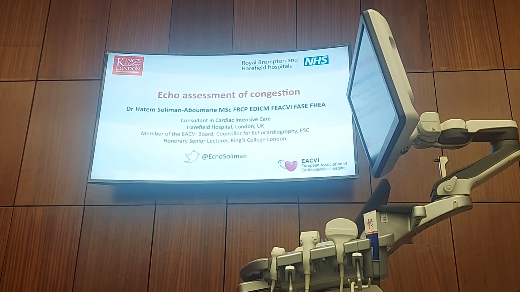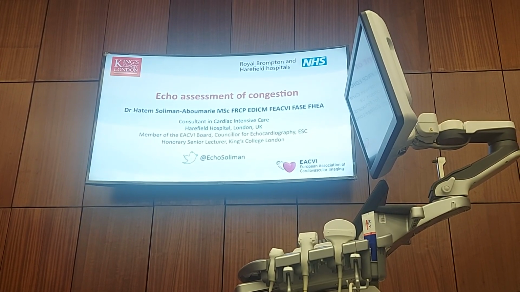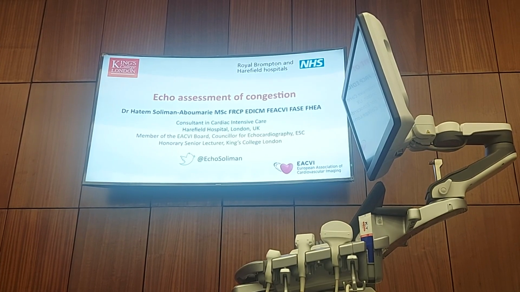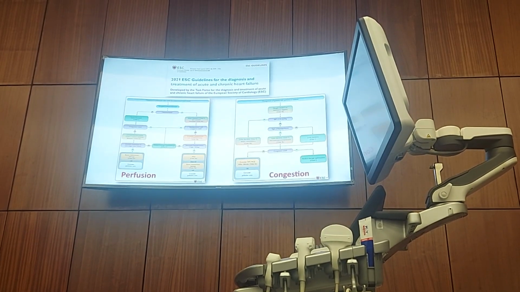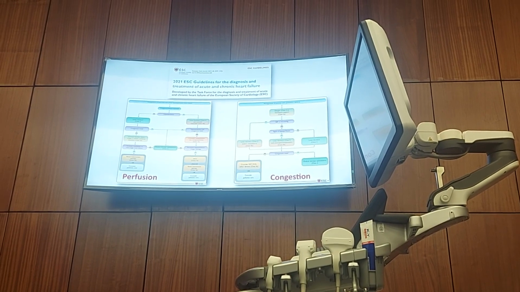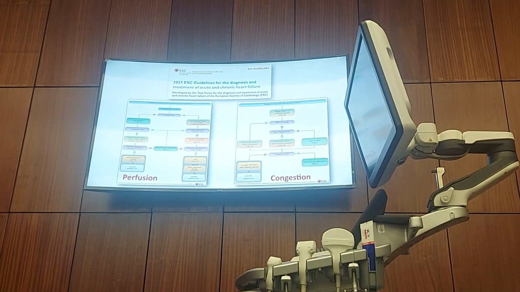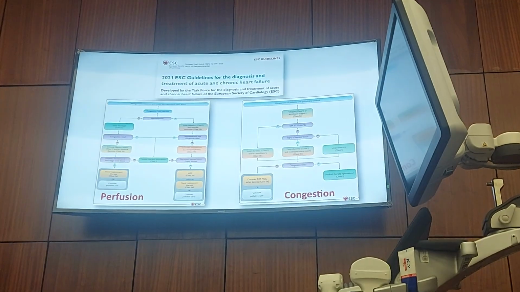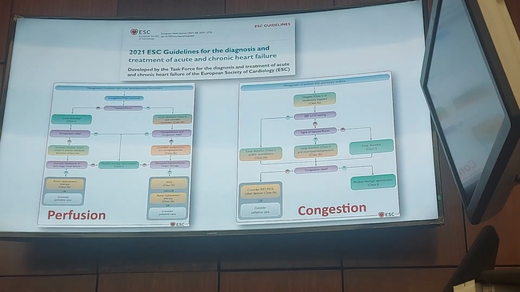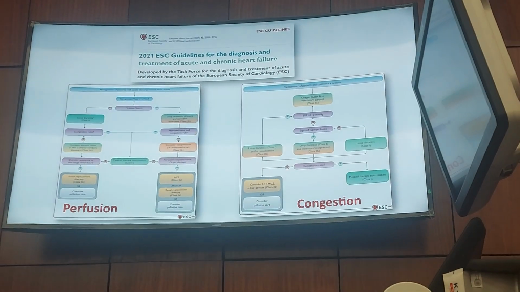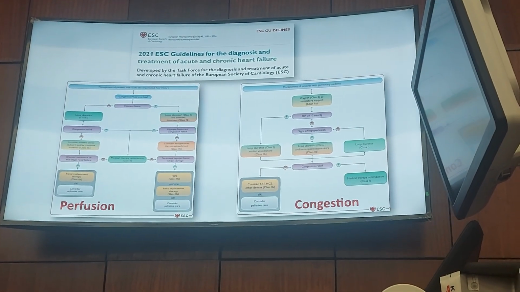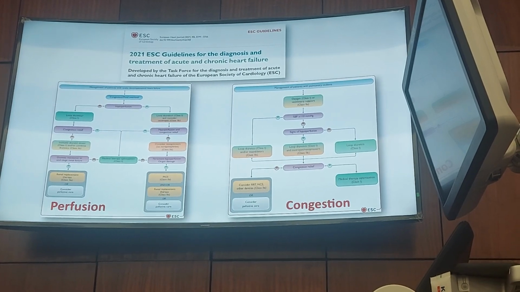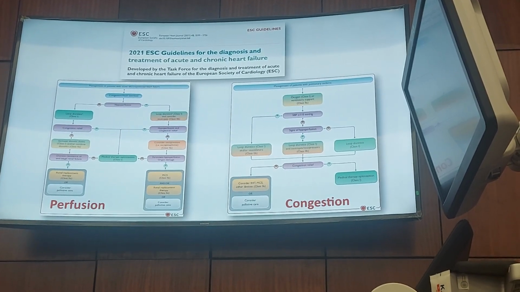So I will aim here today to discuss what I call the pyramid of point-of-care ultrasound, which integrates the three main aspects of assessment. Starting from the latest ESC guidelines, which recommended ultrasound to be part of the assessment of congestion. For the first time, lung ultrasound is now part of the ESC guidelines in evaluation of congestion. And I believe the next update will also include systemic venous congestion as part of the guideline update.